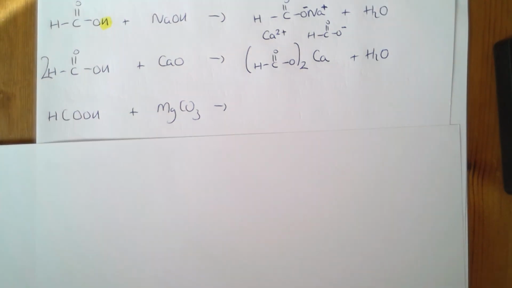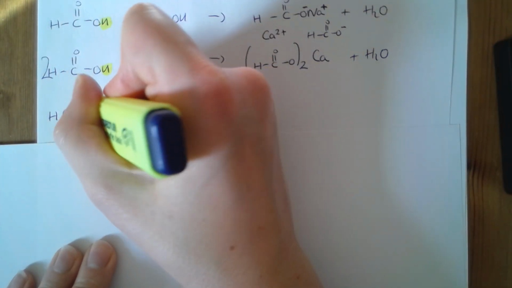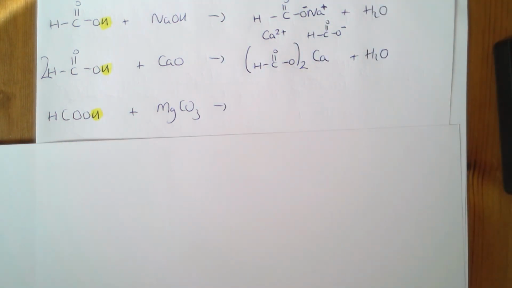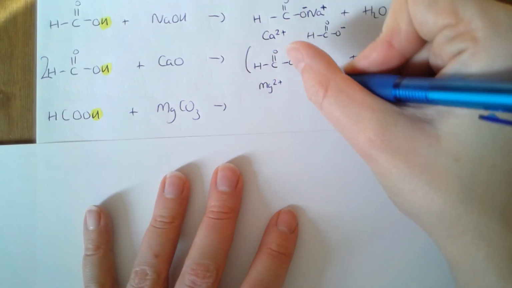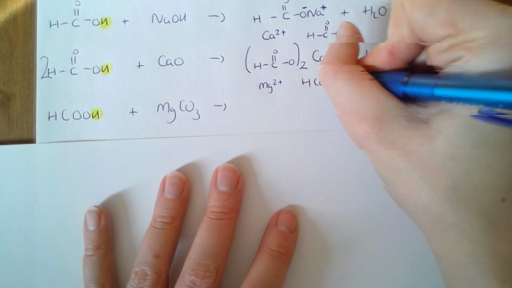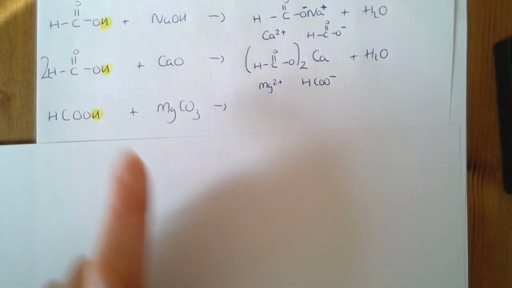But again, same rule applies. It's always just this hydrogen that it's going to lose. Everything else stays the same. So the hydrogen bonded to the oxygen. So when I do this again, I've got magnesium, which has a 2+ charge, and then I've got HCOO minus. Yellow H is the one that's gone.